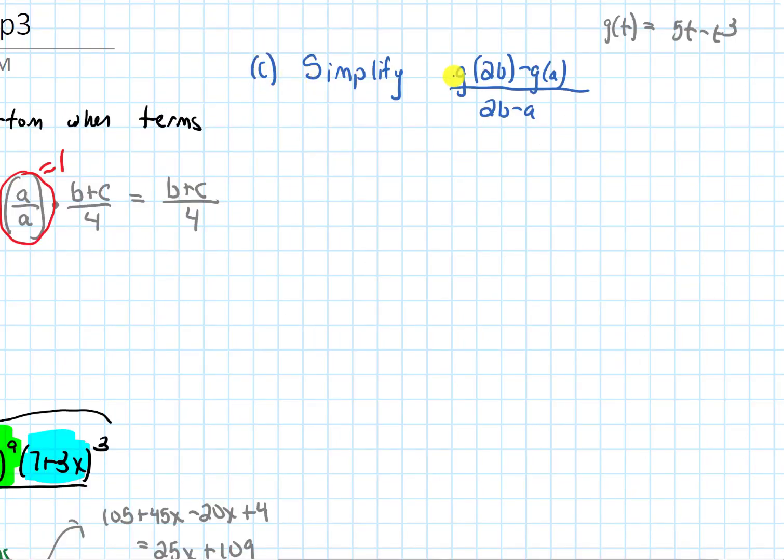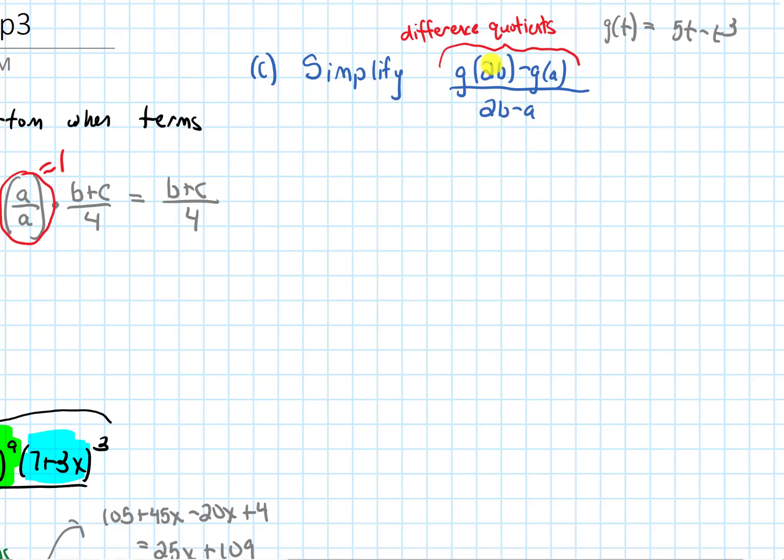Part C says simplify g of 2b minus g of a all over 2b minus a. Fractions of this form are called difference quotients. And we will see these a lot in calculus, especially in the early going. They appear in what's called the definition of the derivative. We don't need to know what the derivative is to be able to answer this. This is purely going to be some algebra and pre-calc. So let's see how we can tackle this.